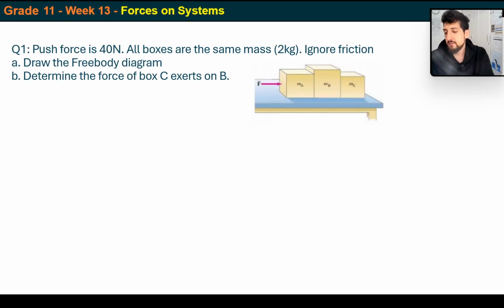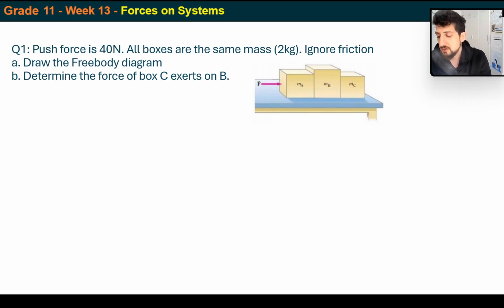Okay, let's have a look. There is a push force acting on the 3 boxes. It is 40 newtons. All the boxes are the same mass. Ignore the friction. Okay, we're asked to do 2 things. Draw the free body diagram and determine the force box C exerts on B. Okay, so that's very similar to the example we saw before.